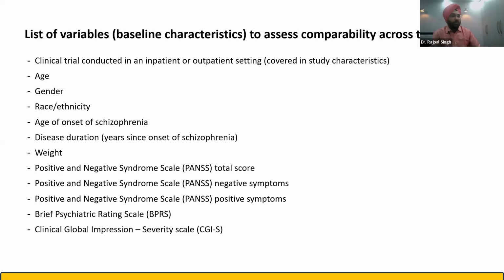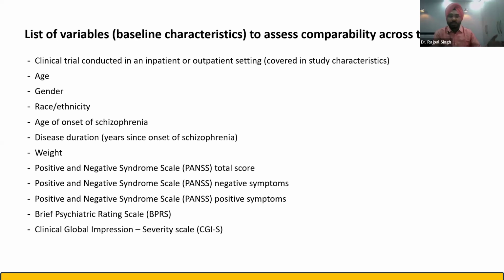Then we come to age of onset and disease duration, because if a diabetic patient has been taking the diabetic medication for the last 20 years, versus a newly diagnosed patient, the response to the same dose would be different in both patients. So we also check for disease duration, the age at which the disease occurred, and the weight of the patient. Why weight here? Because with schizophrenia treatment, there is a side effect of weight change. That is why we have checked the weight as well.